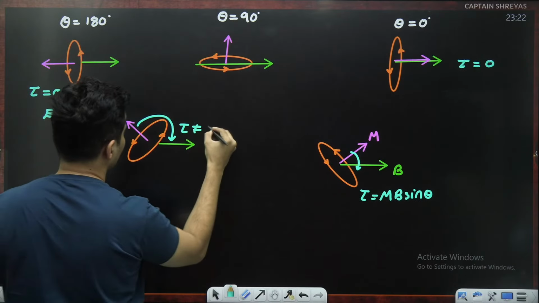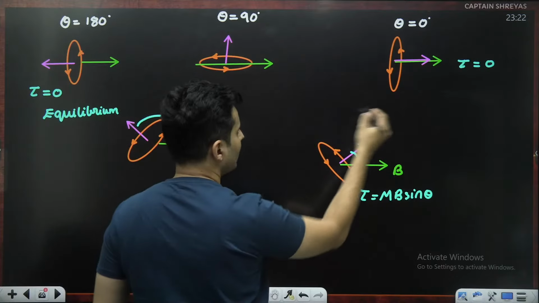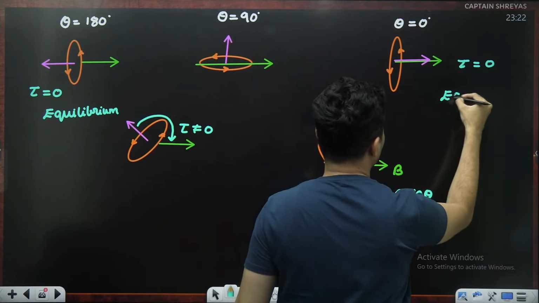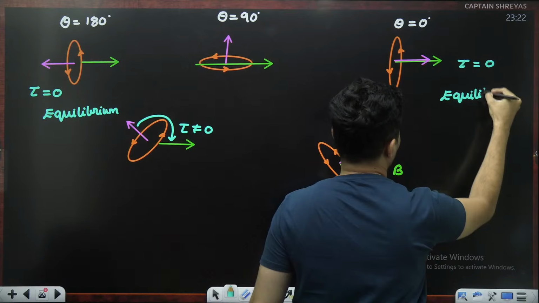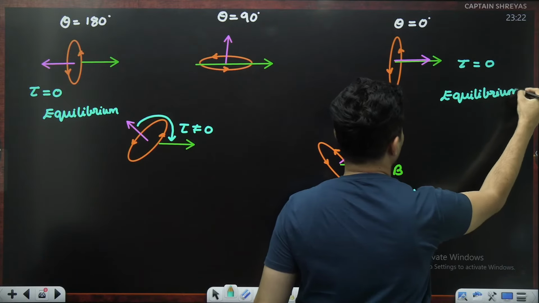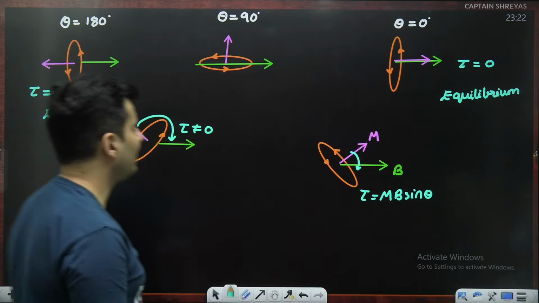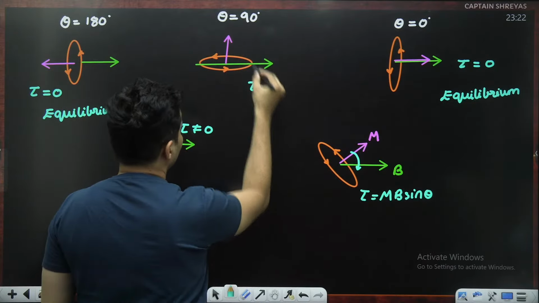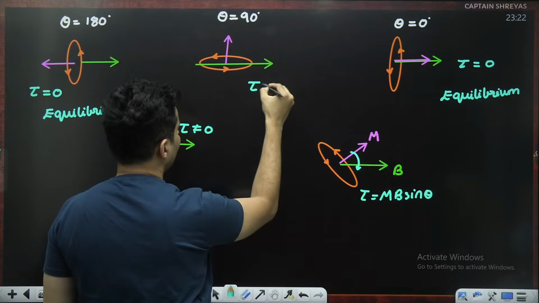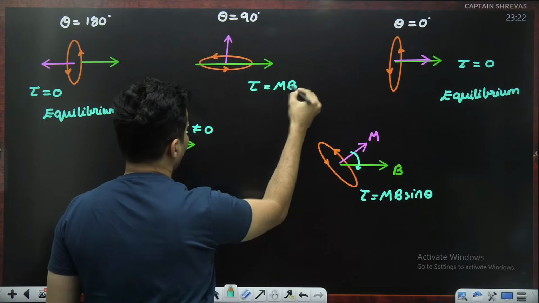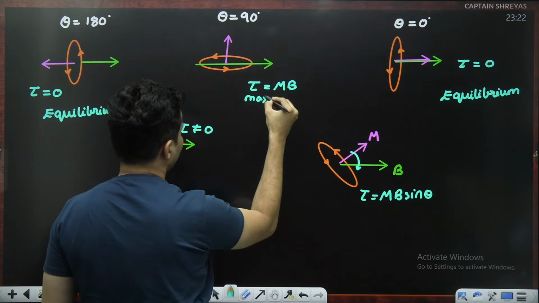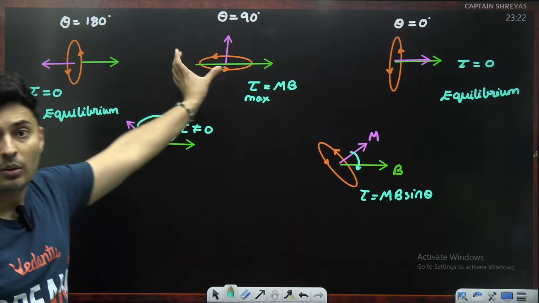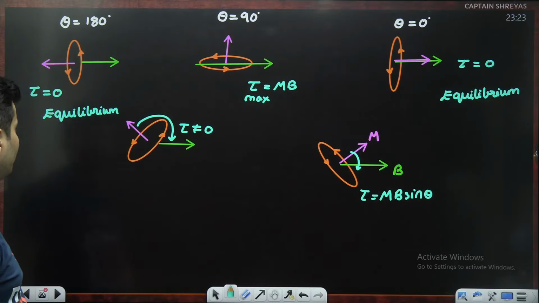Here the torque is not 0. Here also torque is there. This is also equilibrium. I hope this is absolutely clear. In this case, if you measure the torque, sine 90 will be 1, so it will be mB. In fact, this will be the maximum torque, which happens when it is perpendicular.